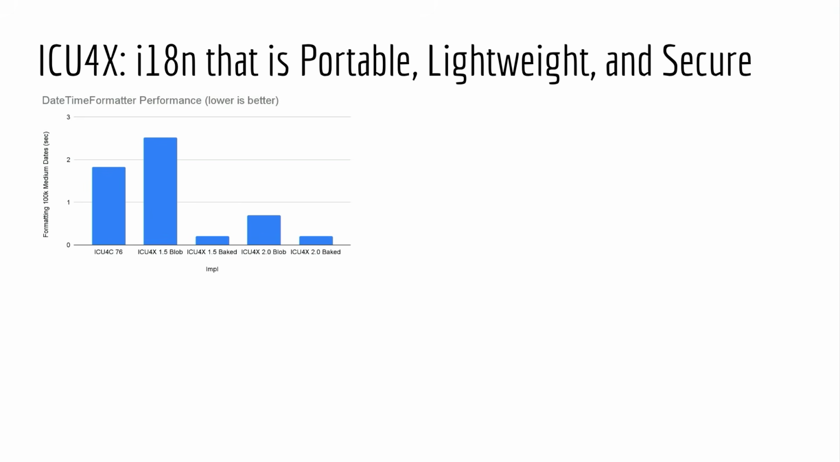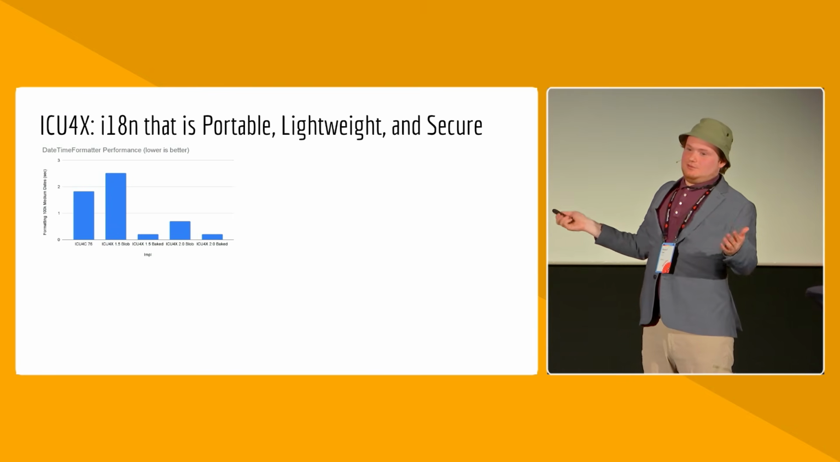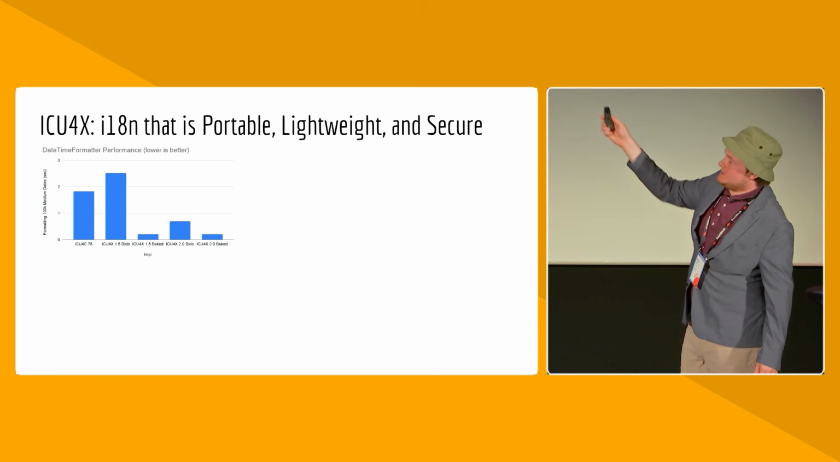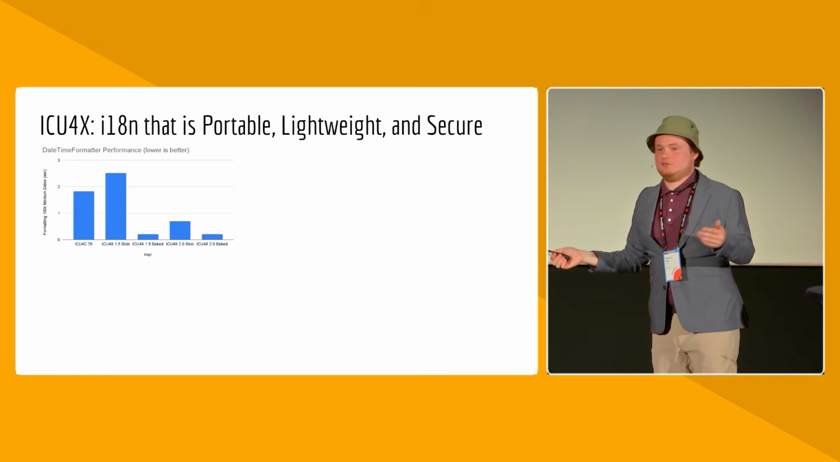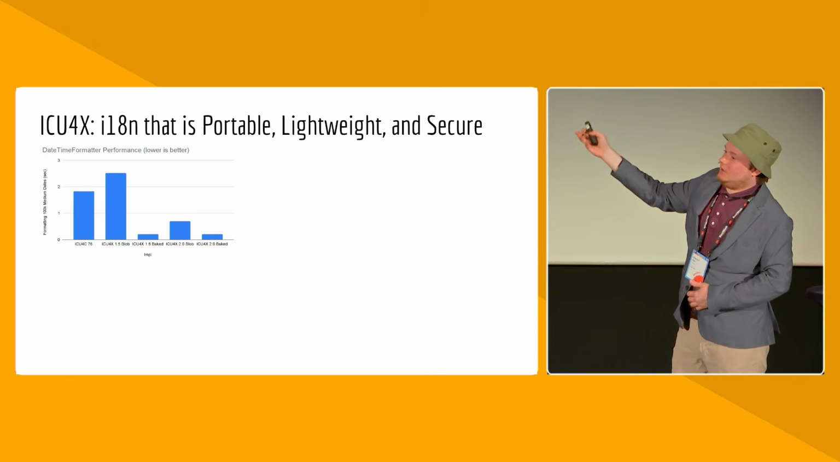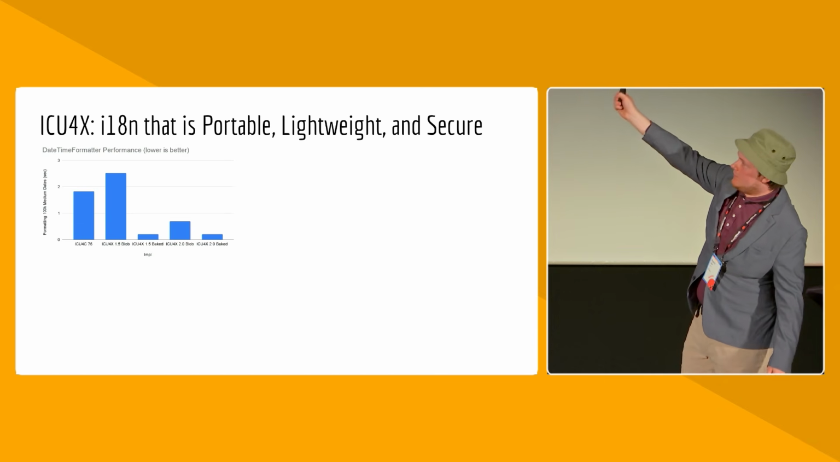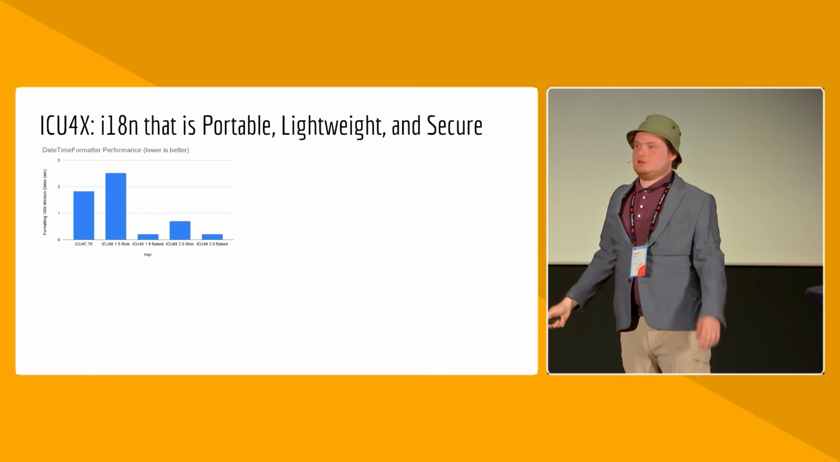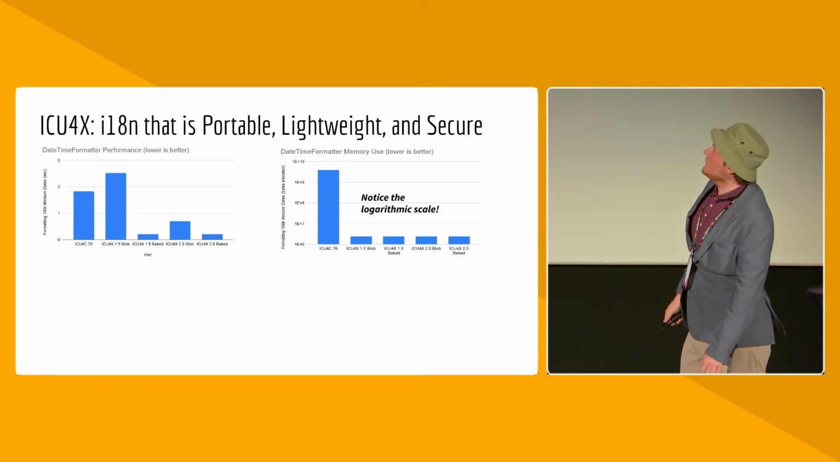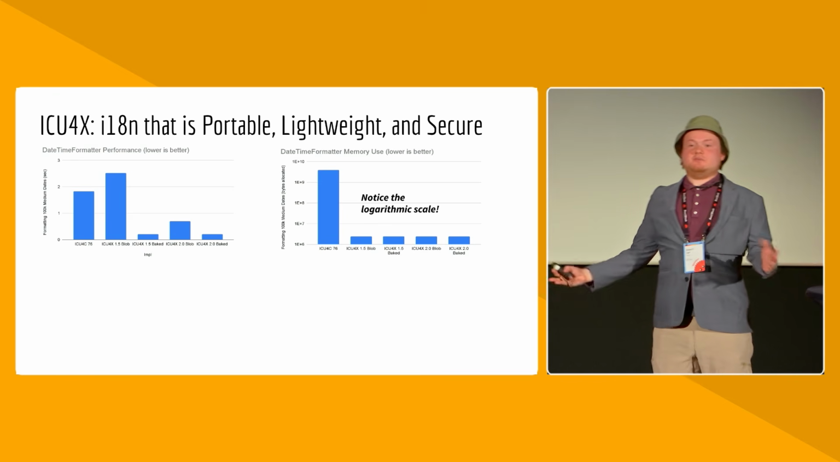On the far left, we have ICU4C, which is the C++ code. And on the far right, we have the ICU4X 2.0 Rust code, which is quite a bit faster. I'm really happy that we're able to achieve this. The other columns are different configurations for ICU4X depending on what version you're using. But the one on the far right is the one that you'll probably be using if you just install it from crates.io.